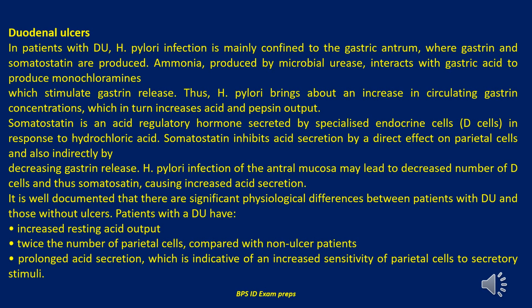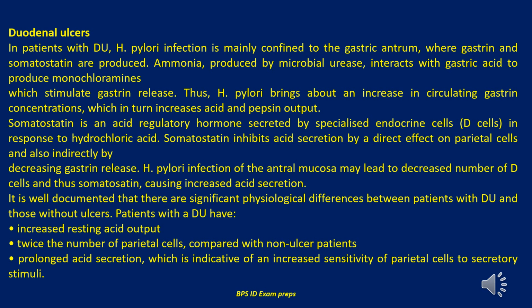In patients with duodenal ulcers, Helicobacter pylori infection is mainly confined to the gastric antrum, where gastrin and somatostatin are produced. Ammonia, produced by microbial urease, interacts with gastric acid to produce monochloramines which stimulate gastrin release. Thus, Helicobacter pylori brings about an increase in circulating gastrin concentrations, which in turn increases acid and pepsin output.